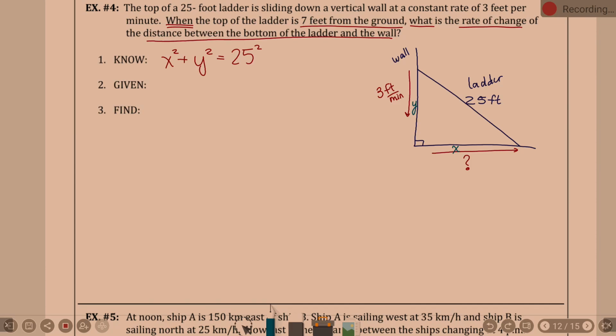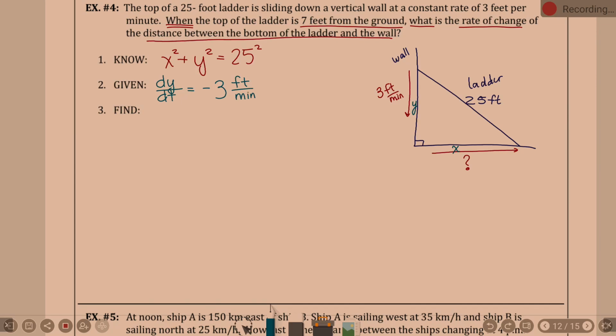The ladder is sliding down the wall at a constant rate of 3 feet. What is that? If this side is y, that 3 feet per minute slide is the change in y over time, so dy/dt. Which way is this ladder going? It's going in a negative direction, so this is negative 3 feet per minute.